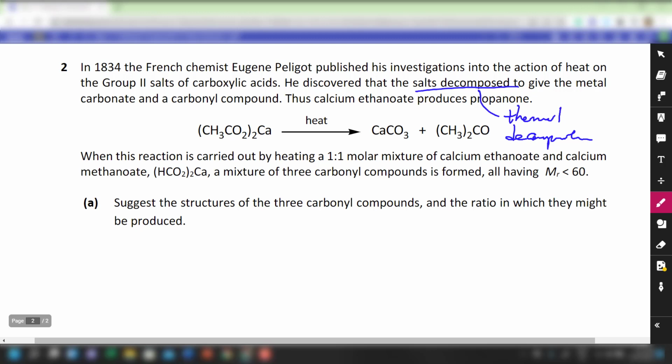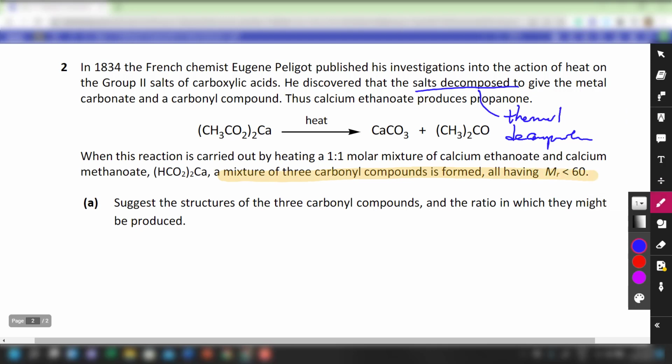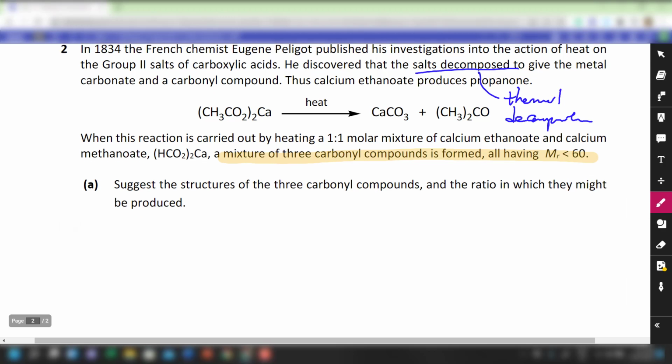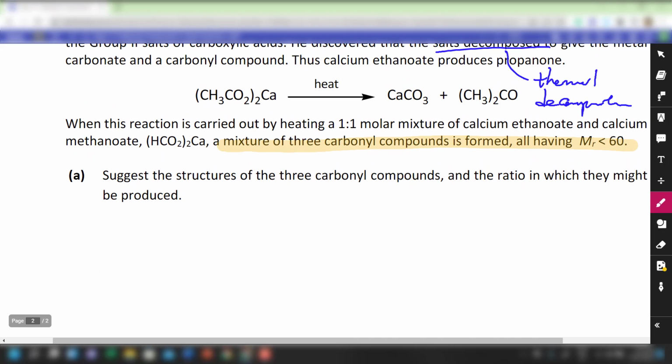Then, when the reaction is carried out by heating a 1:1 molar mixture of calcium ethanoate and calcium methanoate, a mixture of 3 carbonyl compounds is formed, all having Mr less than 60. You're supposed to suggest the structures of the 3 carbonyl compounds and the ratio in which they might be produced. It will be good for you to explain why as well. Before that, maybe we can try to understand how calcium ethanoate decomposes.